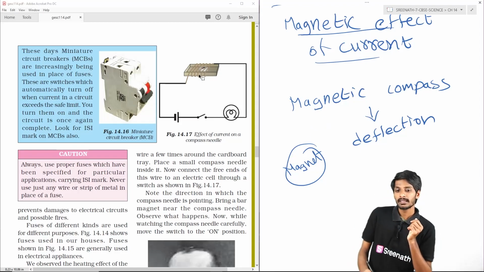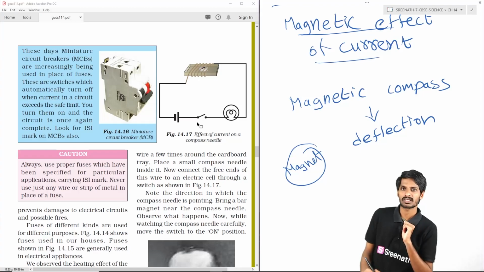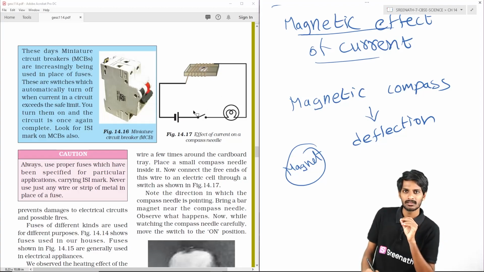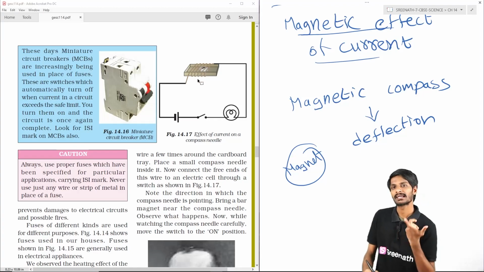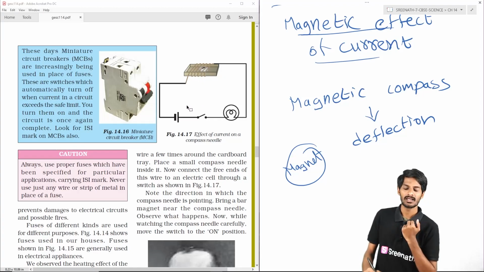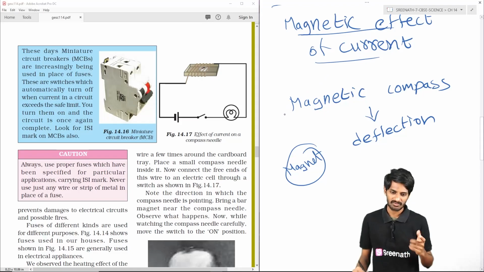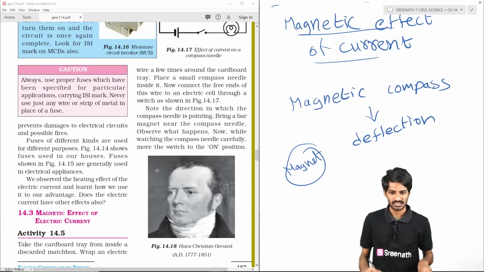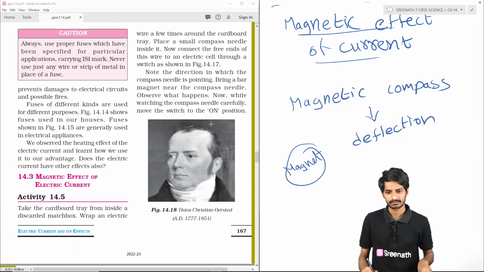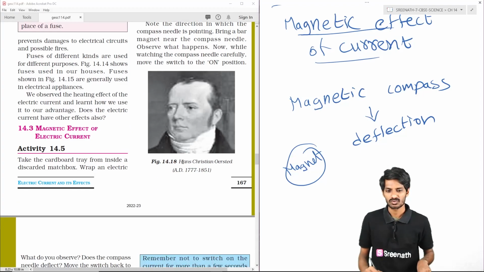Here also it is showing deflection, but there is no magnet surrounding it. This means the current flowing in this wire behaves as a magnet. That's why the compass shows a difference. This is called the magnetic effect of current. It was discovered by Hans Christian Oersted, students.